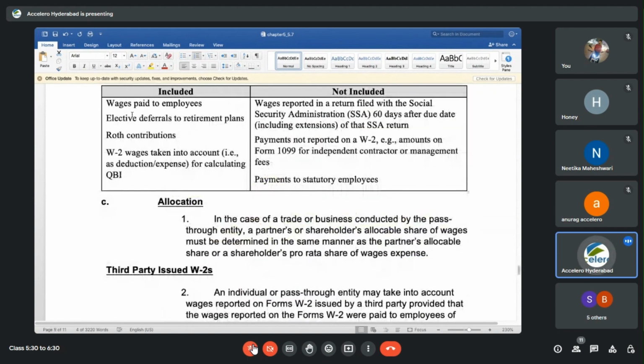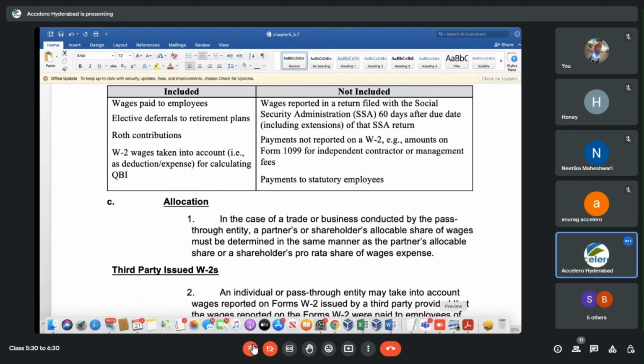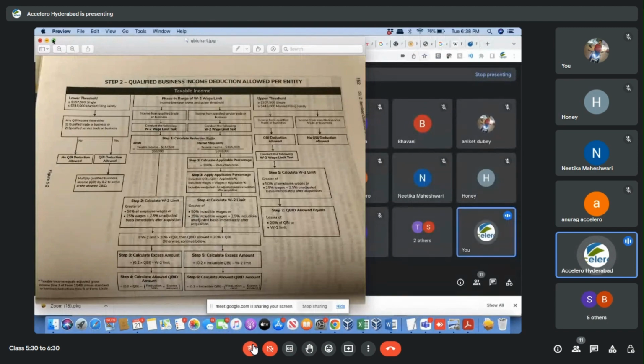Yeah, see, W2 is really needed. If W2 is taken into account, then only QBI will come in. But I just have a quick picture here. We'll go over that.